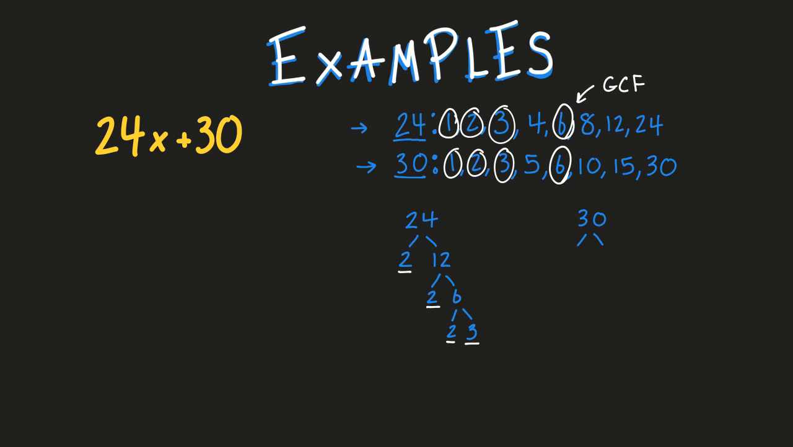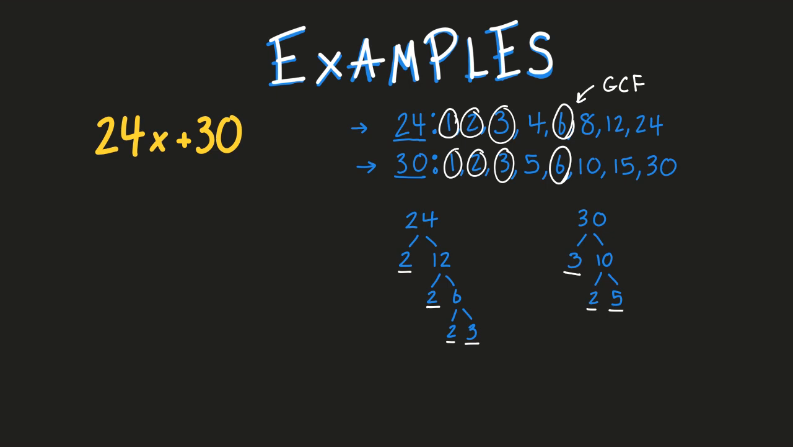Do the same thing with 30. Right off the bat, I see 30 and 10. Those are the ones that jump out at me. So there's 3. What about 10? 10, I know 2 and 5 get us to 10. And in fact, both of those are prime as well.